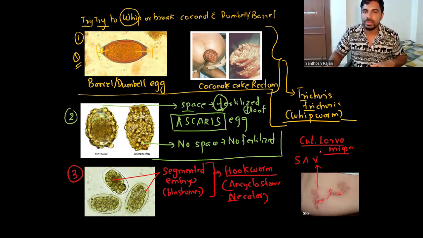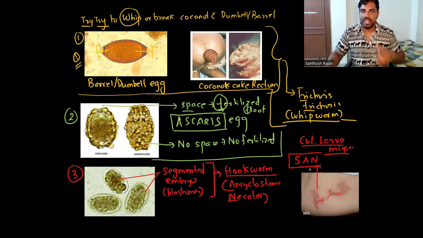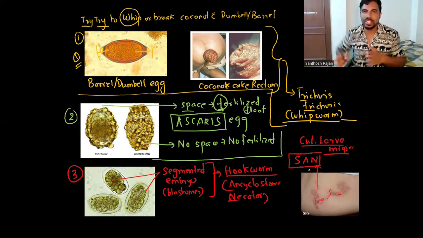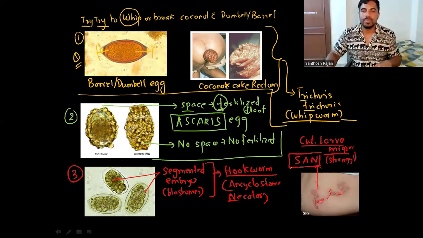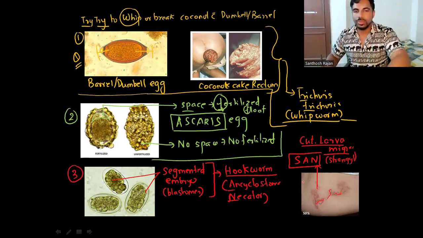You can add one more, Strongyloides. Remember my name, San. Santosh, San. San, what happened? I migrate into the skin like this. I just like to migrate. So S for Strongyloides, A and N is Ancylostoma and Necator. I'm going to write Strongy so that you will remember easily. So when the larva is migrating like this, that's it. This is the third egg.